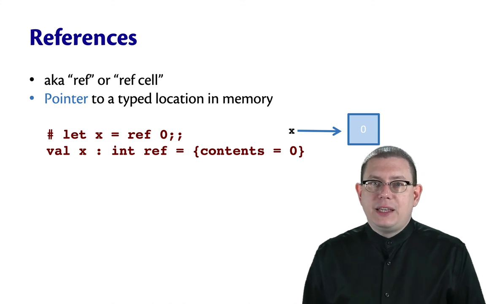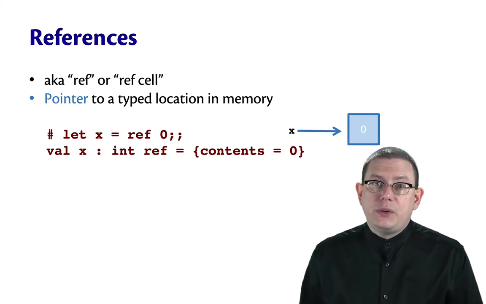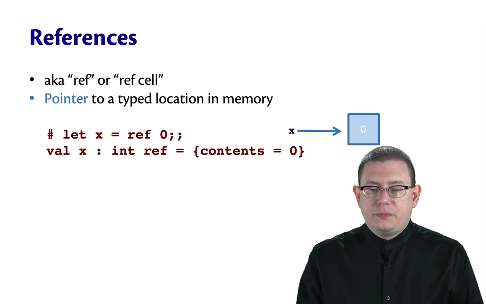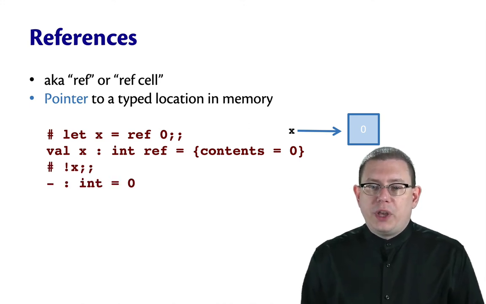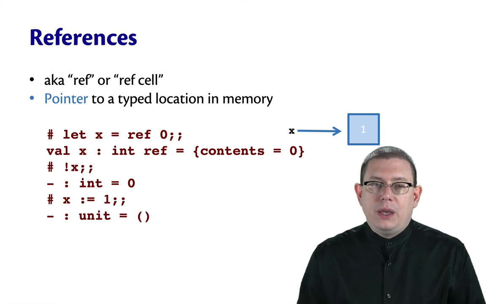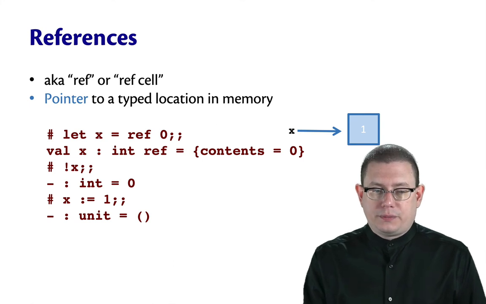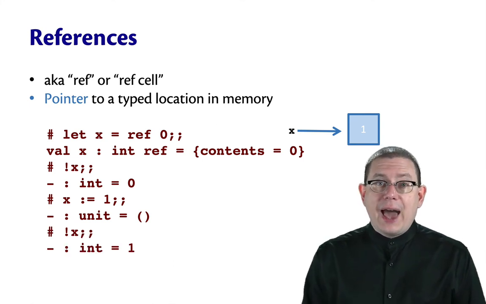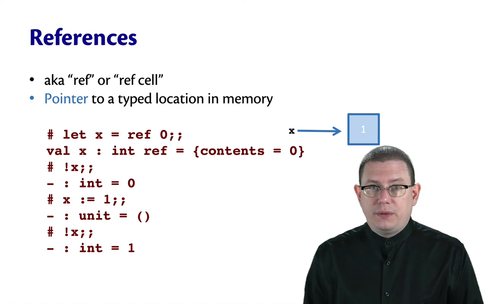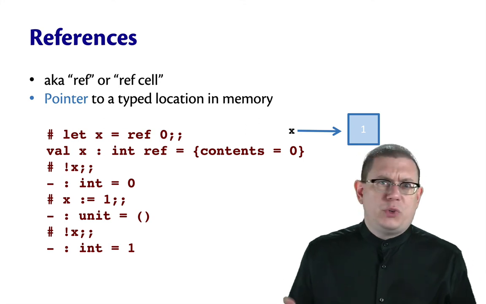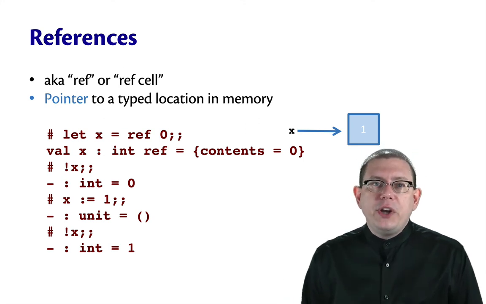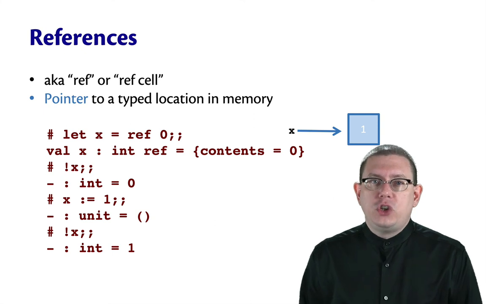So when we say let x equal ref 0, that standard library function ref is going off, creating a new location in memory to store integers, and putting 0 in that as its initial contents. If you dereference x, you will get the contents back. If you assign to x, you get the unit value back, simply to say, yes, the assignment has occurred. And if you dereference x after that, the contents have changed. They're now 1. x itself is always going to point to that same location in memory, unless we shadow, as usual. So it's not that the pointer changes, it's the contents pointed to that change.